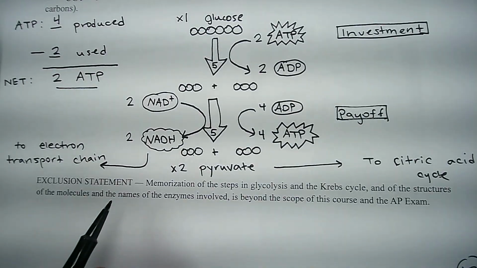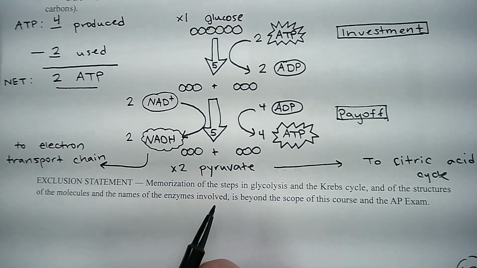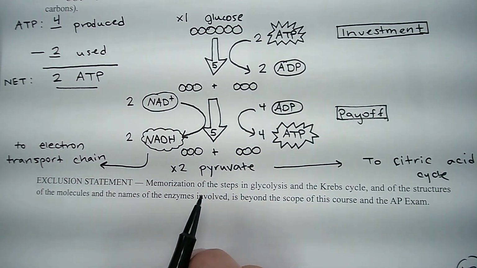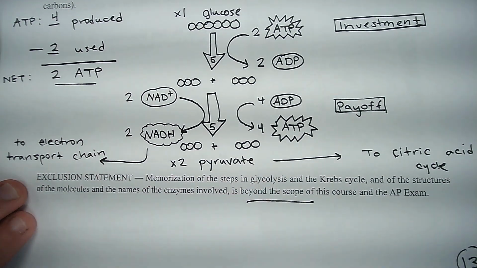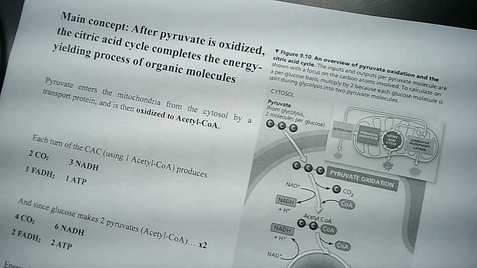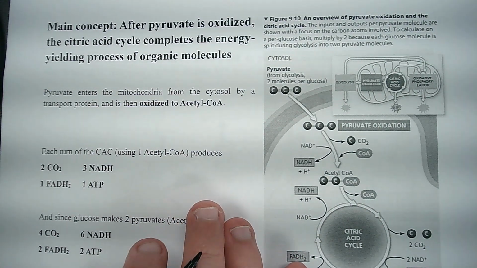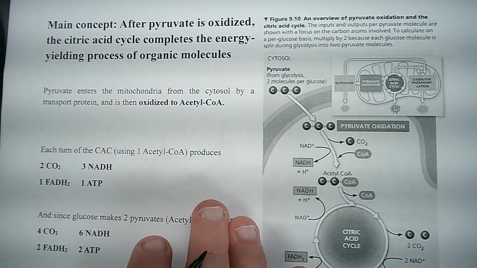By the way, exclusion statement from AP: in general, memorizing the steps in glycolysis and the Krebs cycle, the structures of the molecules, and the names of the enzymes involved is not necessary.